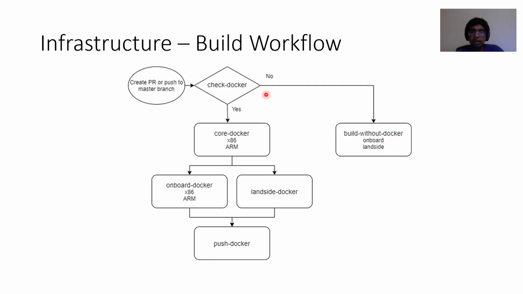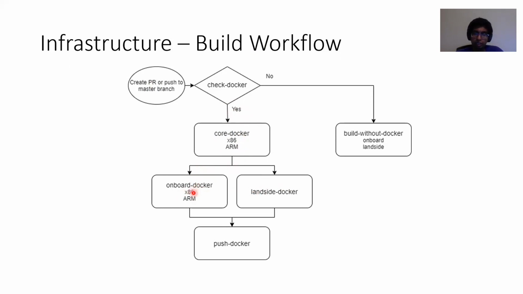If you've modified the Docker directory or the workflows directory, that means we probably do need to build the Docker images again so that we'll be able to push them later. So we are going to build the Docker images. First we try building the core image. This is again a matrix build, which tries building it for the x86 architecture and the ARM architecture. Once this successfully completes, it saves the image in a tar file and uploads it to the GitHub server so that the next two stages, Onboard Docker and Landsat Docker, can execute.